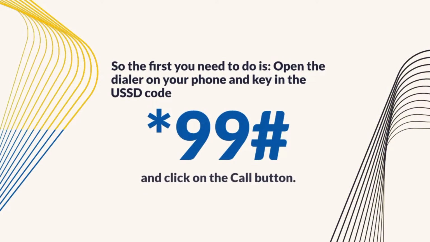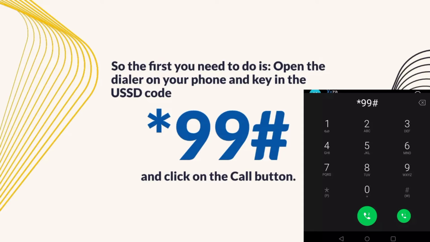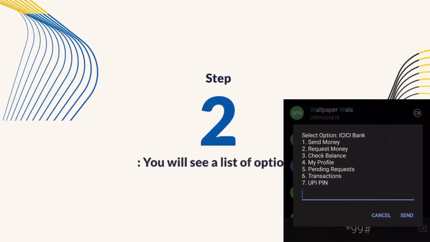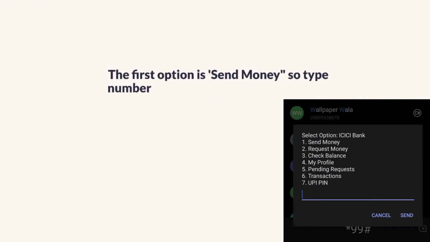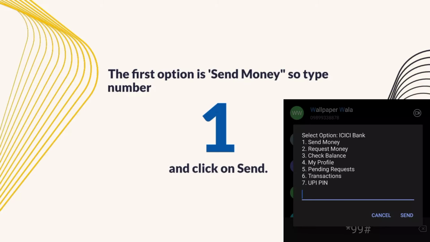So the first step you need to do is open the dialer on your phone and key in the USSD code *99# and click on the call button. Step 2. You will see a list of options. The first option is send money, so type number 1 and click on send.